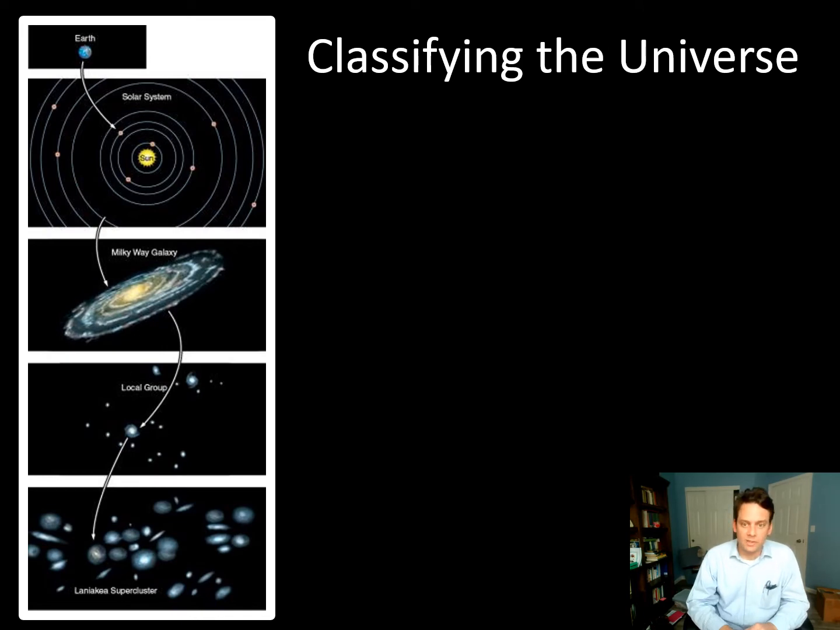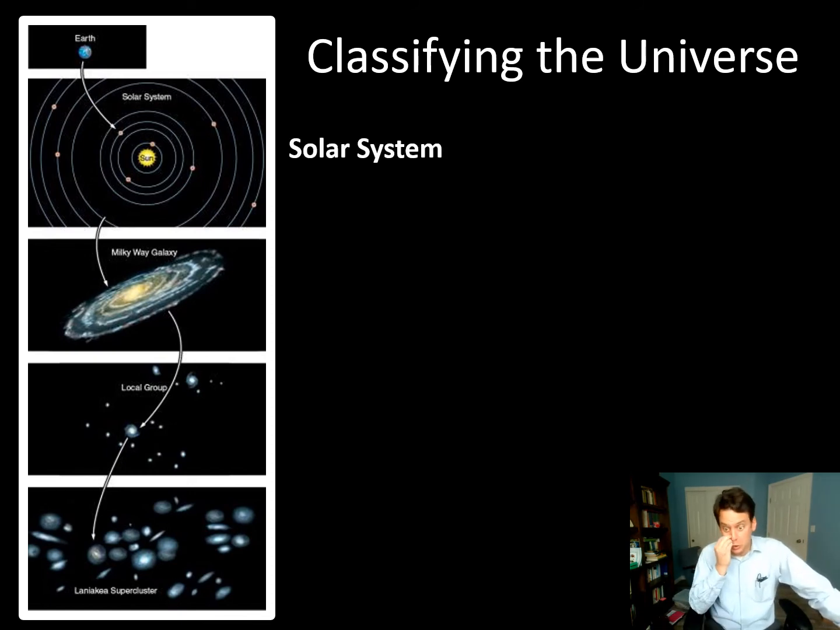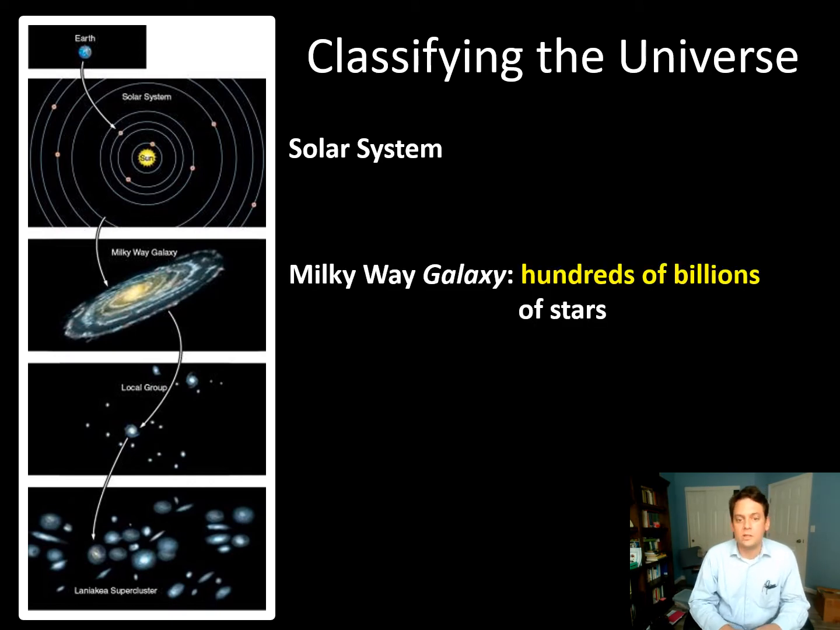So let's talk now. I told you we're going to be classifying the universe, so let's talk about some of that classification. So we know what the solar system is. It's not something that we're going to focus on a lot in this class, because the focus of Astronomy 20 is stars in the universe. If you're really interested in the solar system, I encourage you to take a look at Astronomy 10, which is the solar system. But the Earth is part of the solar system, and we kind of know what that is.